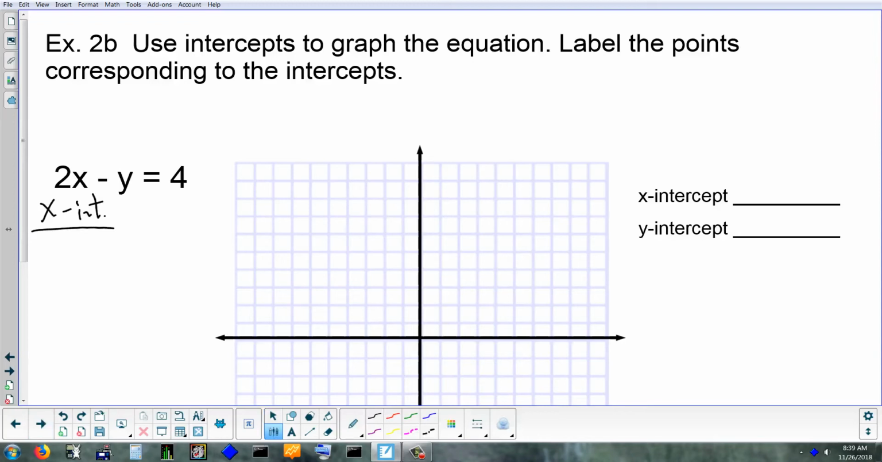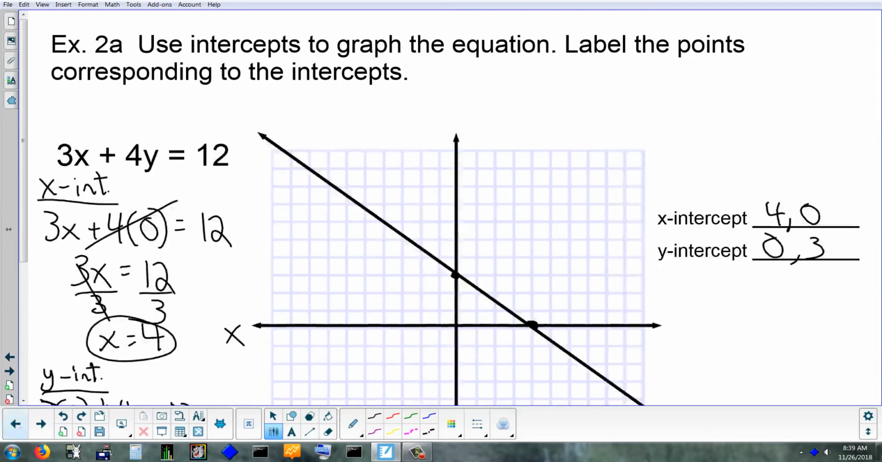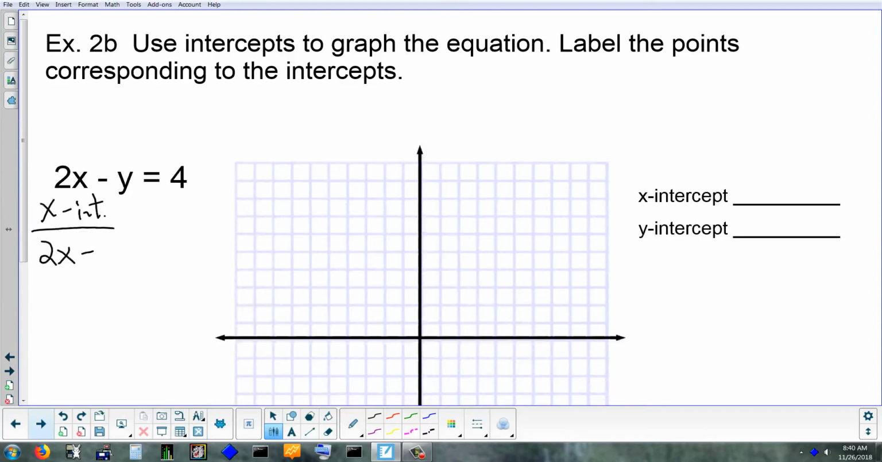Matt? 2x minus y times 0 equals 4. 2x minus, do I need the y? No. Remember, wherever I'm solving for the x-intercept, wherever y is, it's going to be 0. This one's a little bit different because the one I did before had a number attached to the y. This time, I don't. I just have the single variable of y. I'm just going to put 0 equals 4.